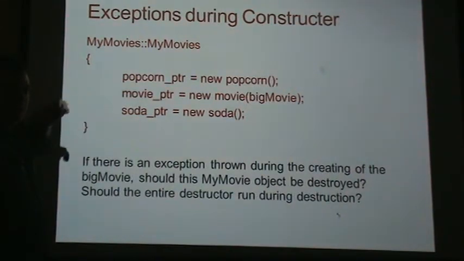It assumes it was fully created, right? So if halfway through a constructor an exception occurs, what should happen? Should this thing, as far as this object is concerned, be destroyed?